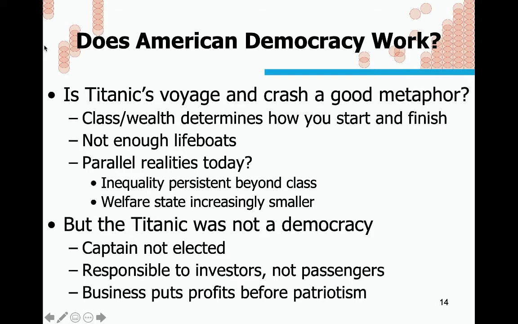And we can think about parallel realities today. We have persistent inequality in this country that goes even beyond class, while the welfare state becomes increasingly smaller, right? So the safety nets that do exist in the system are not as prevalent, present, or powerful as they have been in generations past. And so how you start in the United States democracy, if you're born to poor, undereducated parents, it's going to be more difficult for you to end wealthy and highly educated. That's just how it works. The problem with this metaphor is that the Titanic was not a democracy, right?